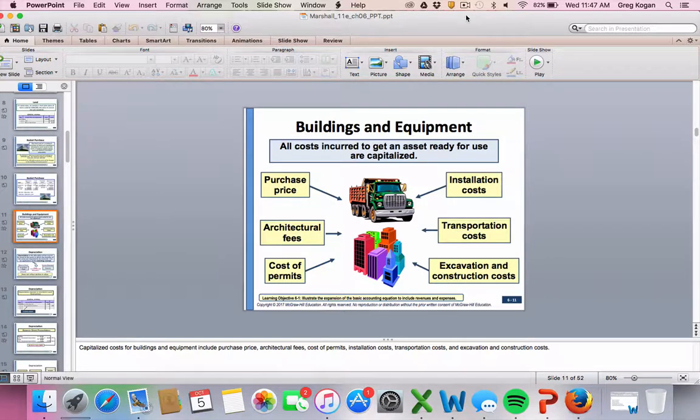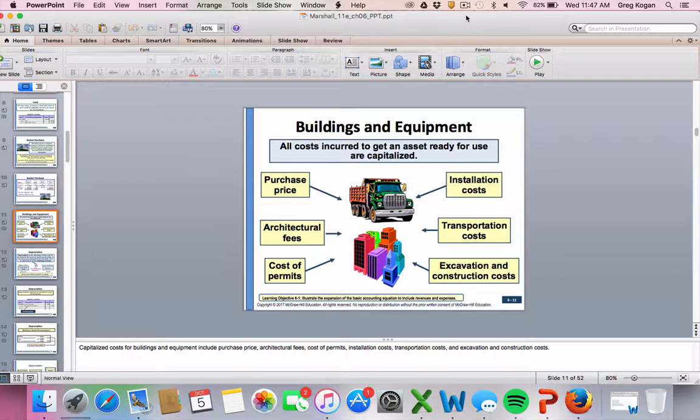And then as we see here, whatever the additional fees are, installation, transportation, purchase, architectural fees, cost of permits, can be added to the actual capitalized amount when we do a vehicle, purchase a house, or build a building.